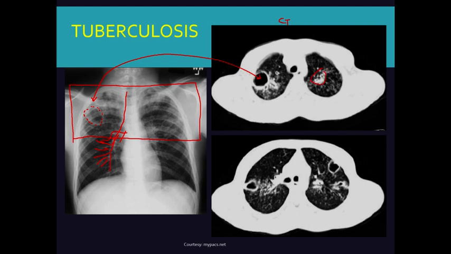And there's some other changes of some involvement, some excess material. There's another cavitating mass on the left side, which I don't see very well. But all this kind of increased density in here and in here, that's all this. So those are kind of tuberculosis changes on the chest film here.